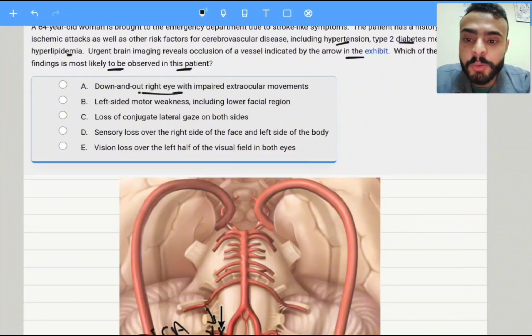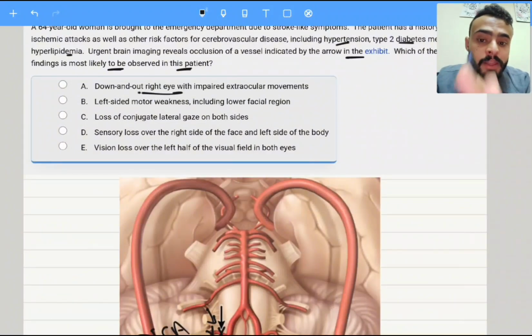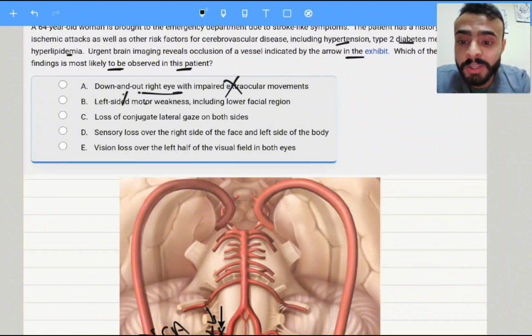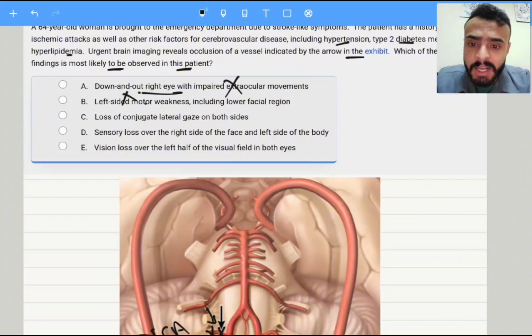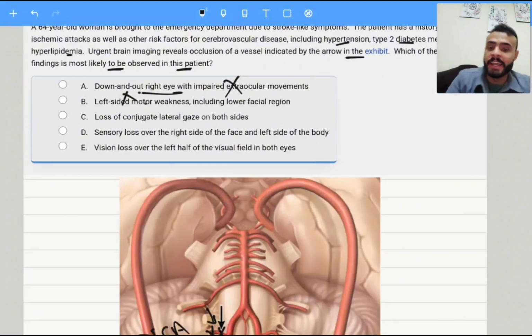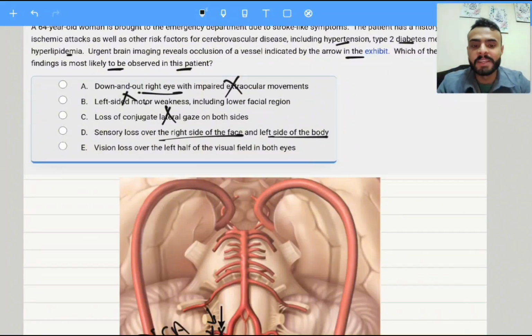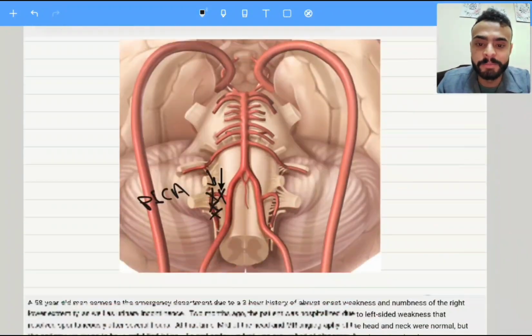Eye symptoms, no. Motor, eye symptoms related to cranial nerve 3, 4, so in midbrain and pons. So this is wrong. Motor, it will be medial. So this is wrong. Loss of conjugate lateral gaze, cranial nerve 6, which is in pons. This is wrong. Then sensory. Sensory loss over right side of the face, left side of the body. This is it. This is the answer. Cross sign, sensation. This is brainstem.